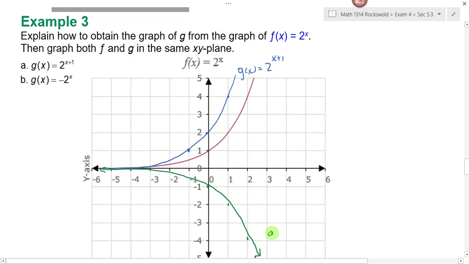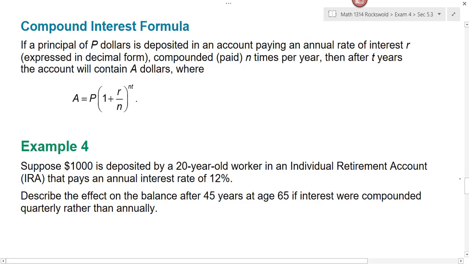And this would be the graph of g of x equals -2 raised to a power of x. So the transformations that we learned in previous chapters still apply to exponential functions. Next, we have the compound interest formula.